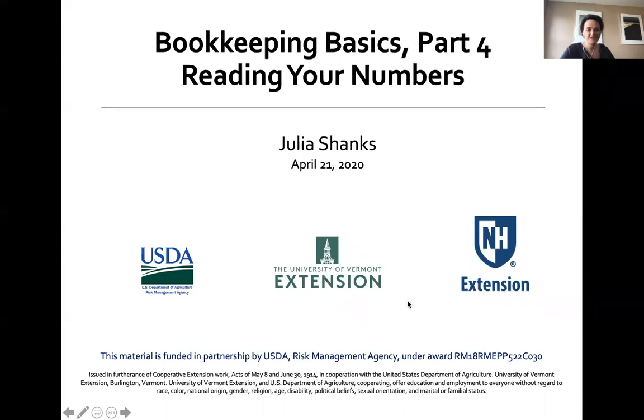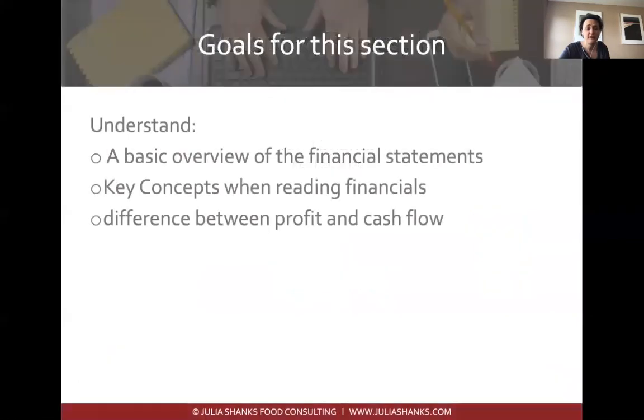So in this final section, we're going to talk about bookkeeping basics. We're going to talk about reading your numbers. We've talked a lot about the input and making sure that you have a good system of tracking all of your transactions, and we're going to do a little review of the output. The goal of this section is to have a basic understanding of the financial statements. We'll talk about a few key concepts, and then finally, we'll talk about the differences between profit and cash flow. We alluded to that in the first section, and we're going to drill down a little bit more here.